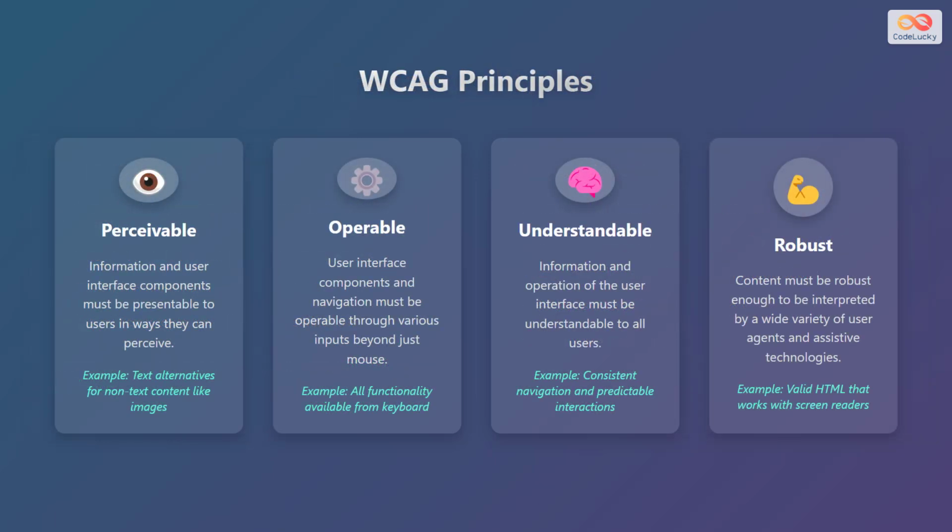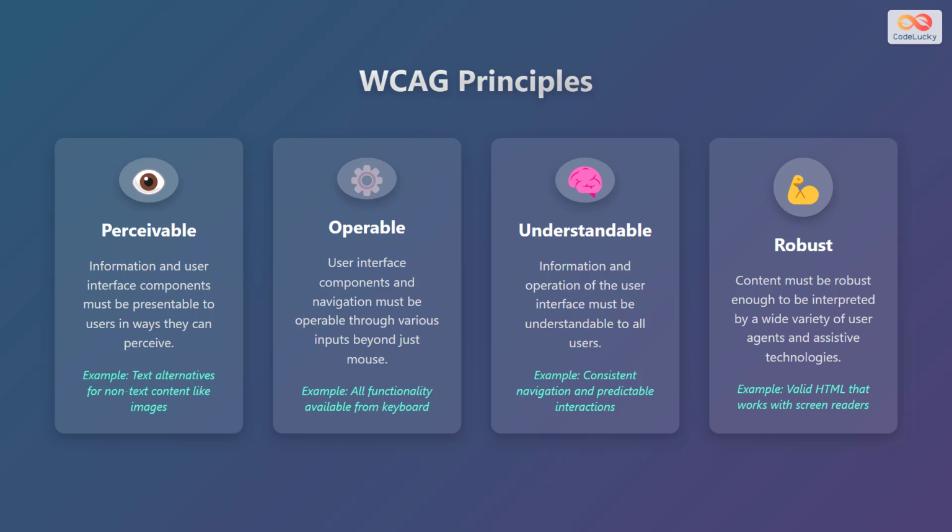The Web Content Accessibility Guidelines, or WCAG, are built upon 4 key principles. First, content must be perceivable. Information and user interface components must be presentable to users in ways they can perceive, such as providing text alternatives for images. Second, content must be operable. User interface components and navigation must be operable through various inputs beyond just a mouse, ensuring all functionality is available from a keyboard.